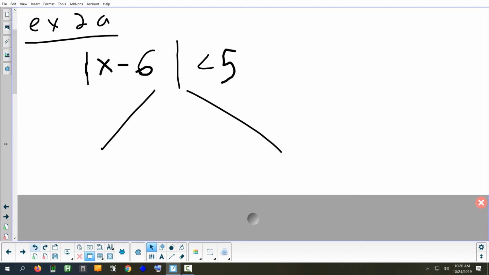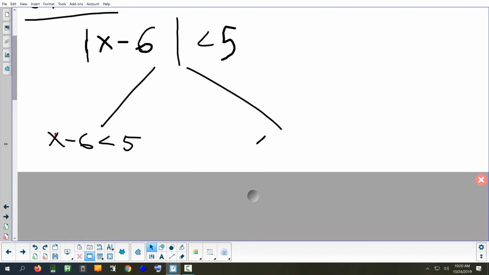Aileen, after I went through it, did you get it right? I didn't finish this one, but I know what I have to do now. So you do x minus 6, and then without the bracket, you put the less than 5. Yep. So x minus 6 is less than 5. And James, did you get the other one that it splits into? What'd you get? X minus 6 is greater than -5.